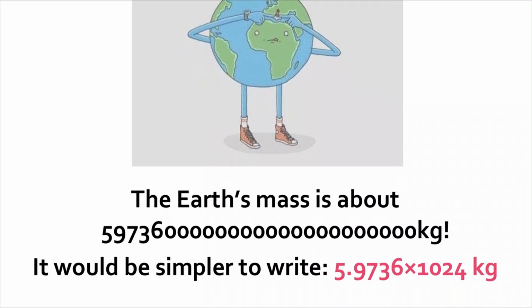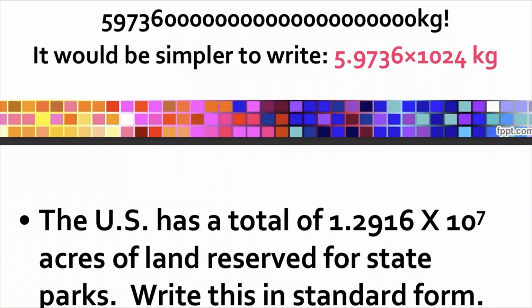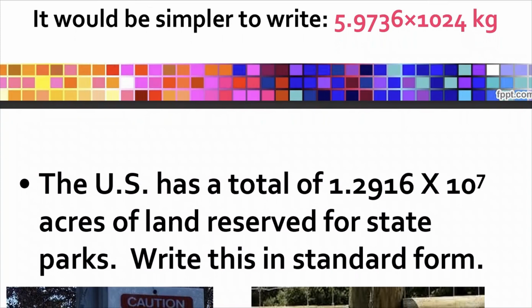See which number is simpler, the first one or the one I have just written. My answer. Okay. The US has a total of 1.2916 times 10 raised to the power 7 acres of land reserved for state parks. Write it in standard form. How do you write it? Remove the decimal. So 12916, and there is 7 as the exponent of 10.